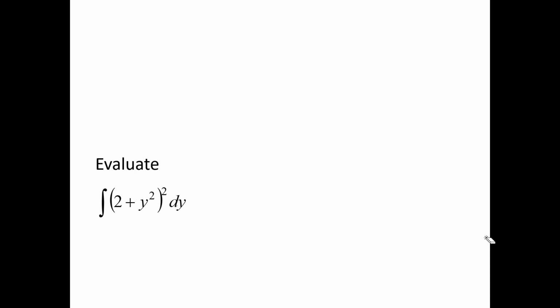Please don't make up any rules. We don't have rules for powers. We don't have rules for products. All we have is rules for constants times a function that we know the antiderivative of, and rules for sums and differences of functions that we know the antiderivative of. With this exponent right here, we don't know how to deal with that, right? You can't just start adding 1 to the exponent and dividing by the exponent because this is not a basic power function. The base is not just y, it's 2 plus y squared.